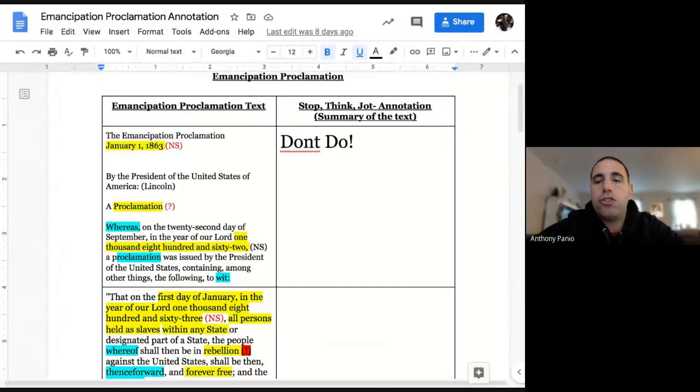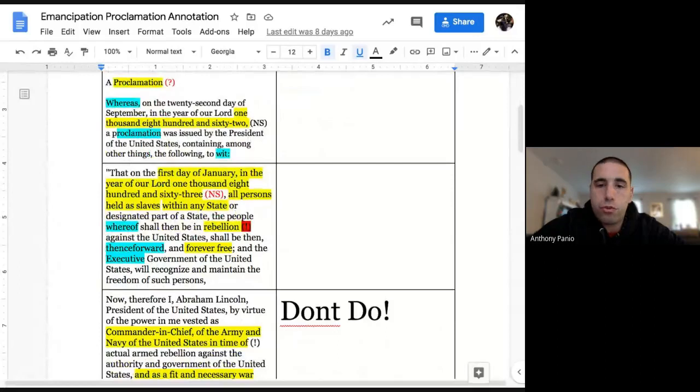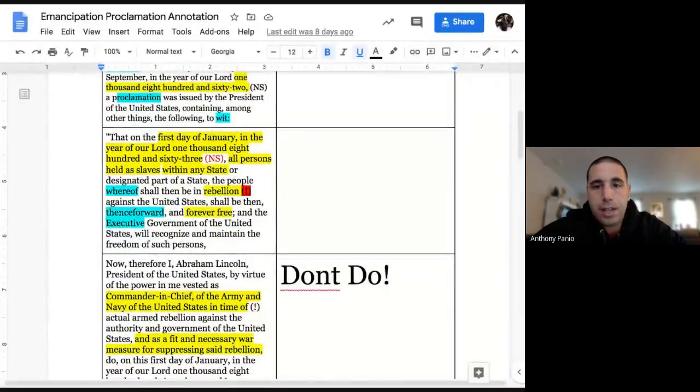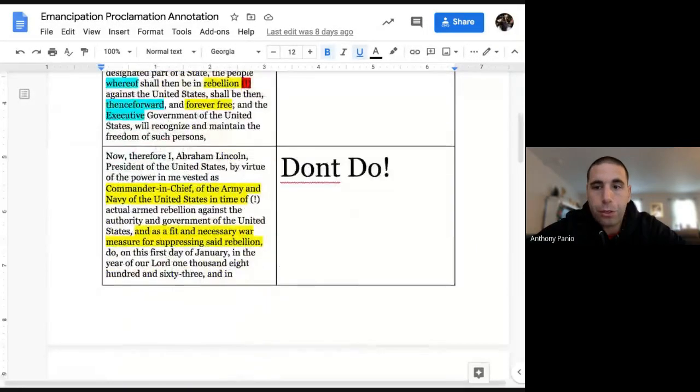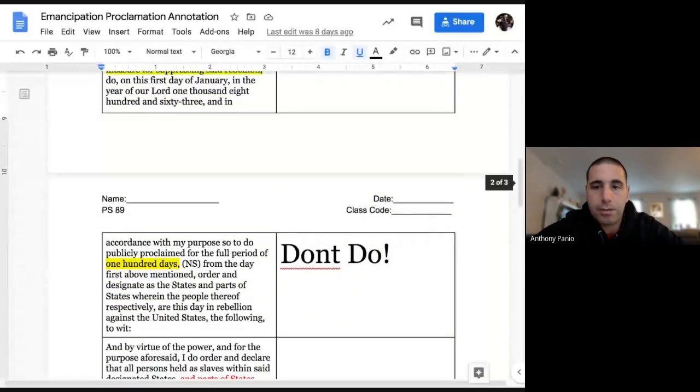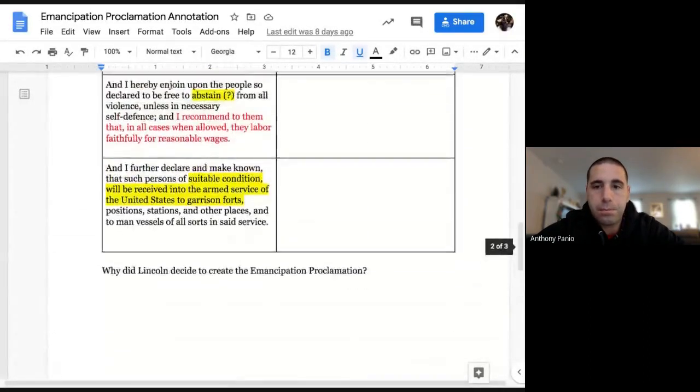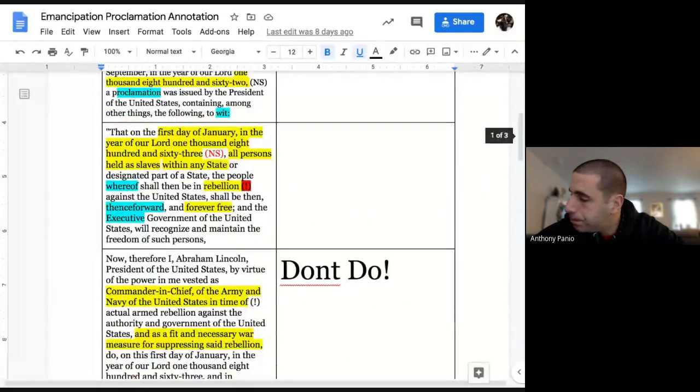Where you see it says don't do, all you have to do is read, but you don't have to put it into your own words. So the first box we don't have to do, though we'll read it. The second box we'll do together. The third and the fourth box you're going to read, but you're not going to have to do. And then boxes 5, 6, and 7 are where the goods are.